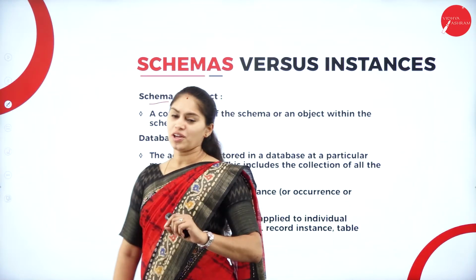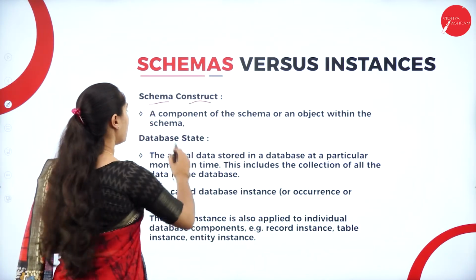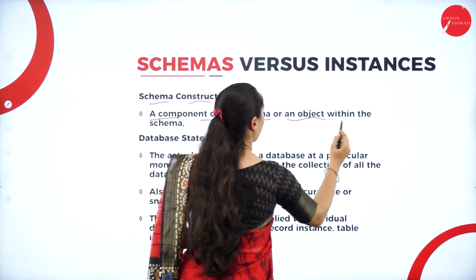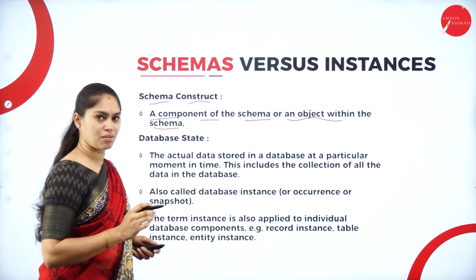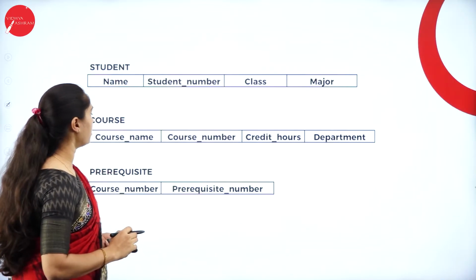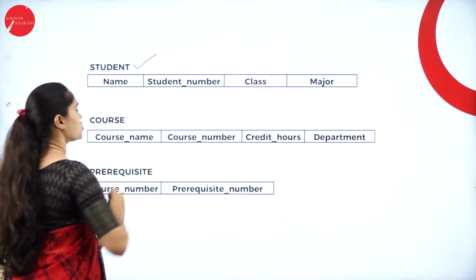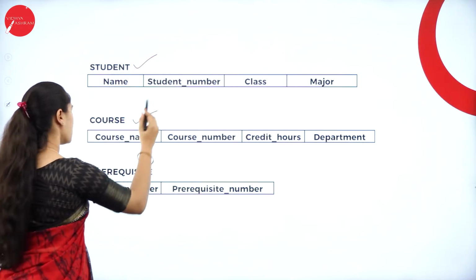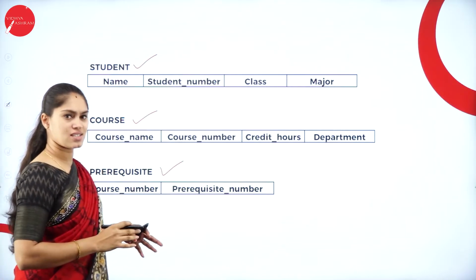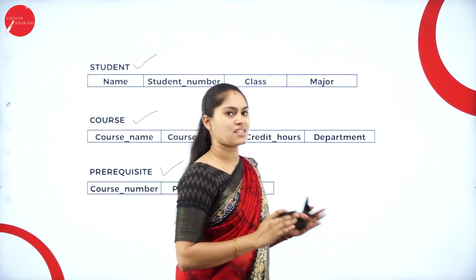Next, here you can see the schema construct. What do we mean by schema construct? A component of a schema or an object within the schema. Let me show you one thing here. Consider student as a schema, course as a schema, and prerequisite as a schema. How can I consider this as a schema?